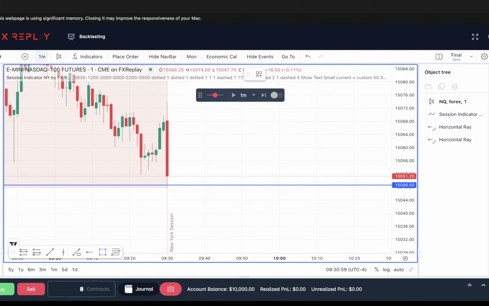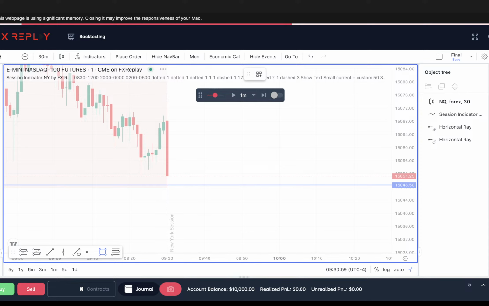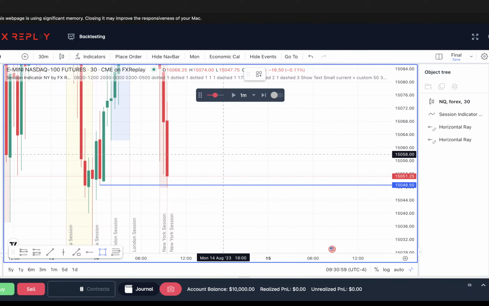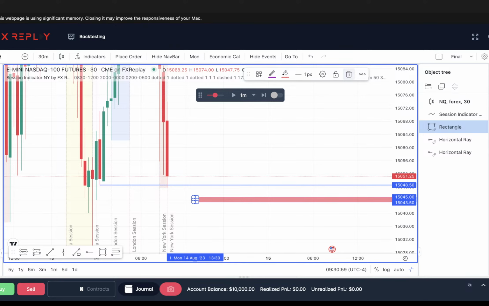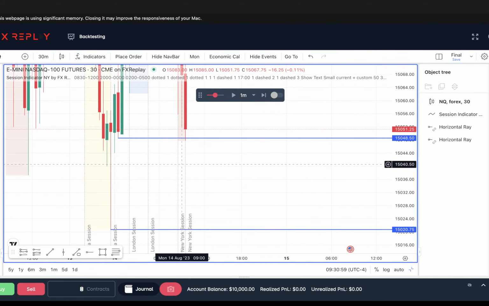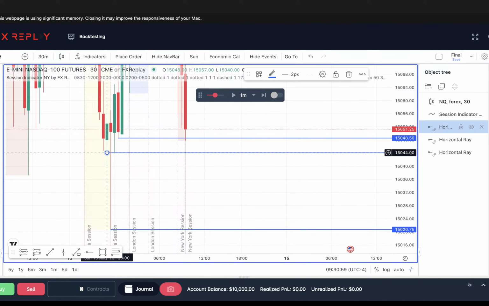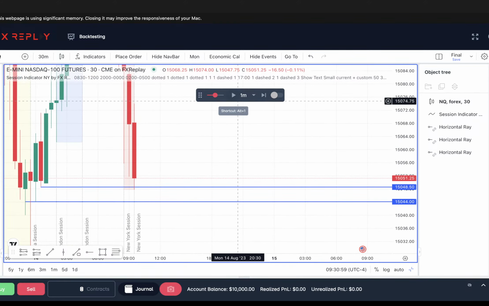Okay, we're on the 1 minute. Let's go to the 30 first. Let's do our analysis on the 30, because you want to wait for some real motion here. And there is some liquidity here that can be swept. So I think we're good to play this out.